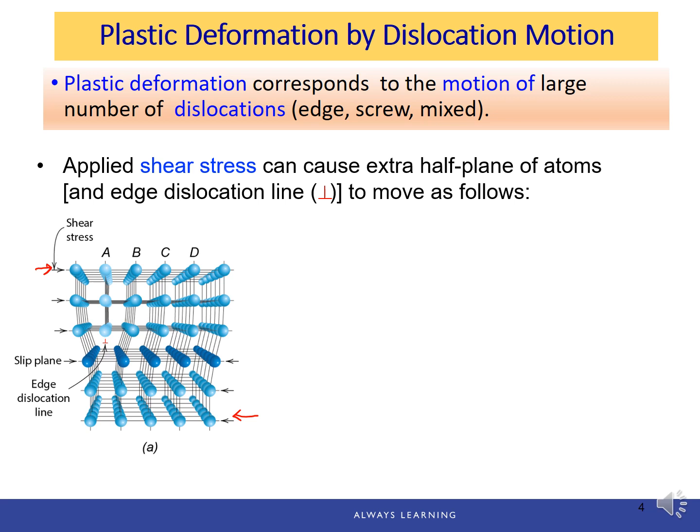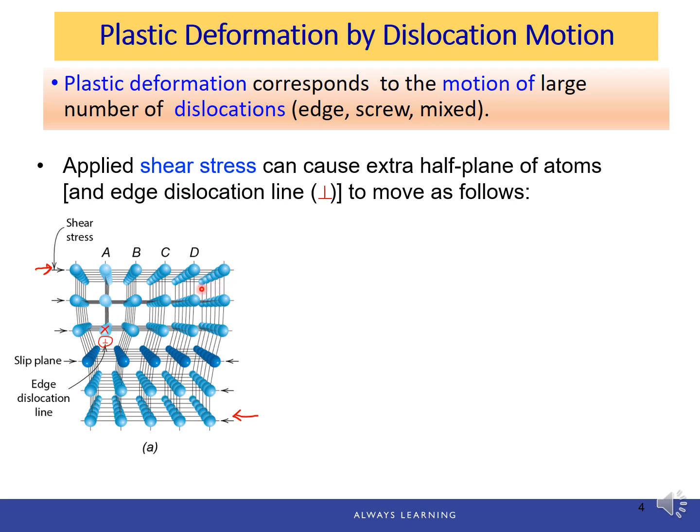So here again at plane A we have an edge dislocation, and we know this edge dislocation line is into the screen or into the board. Therefore the shear stress is perpendicular to the edge dislocation. So when the shear stress is applied as indicated, plane A is forced to the right, and in turn pushes the top half planes of plane B, C, and D, and so on in the same direction, all to the right.